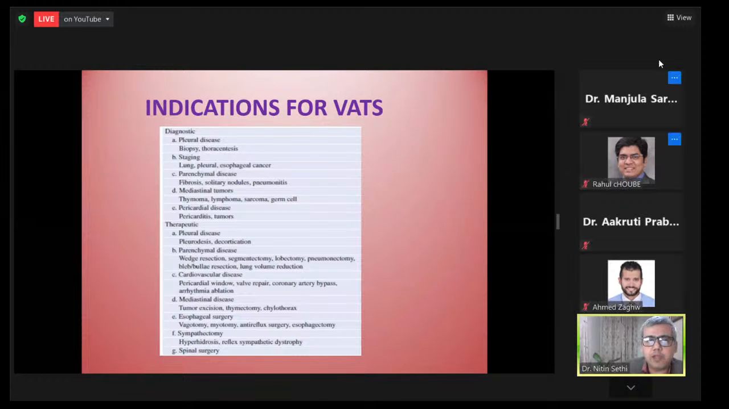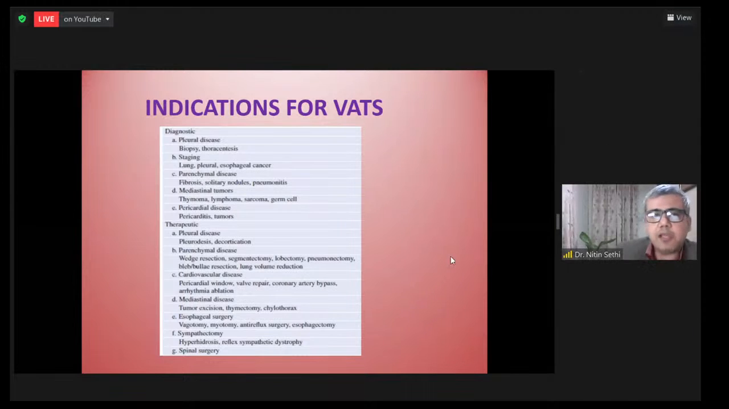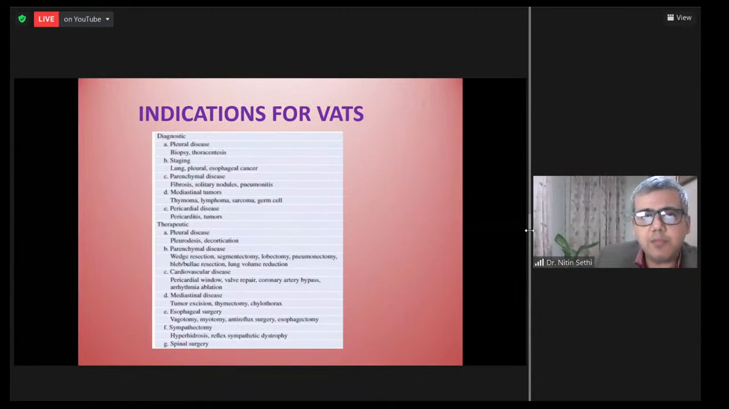Staging for taking biopsies for mediastinal tumors. The therapeutic indications are pleurectomies, wedge resection, segmentectomies, lobectomies, decortications, mediastinal tumor excisions, thymectomies, esophagectomies, and laparoscopic VATS sympathectomies, and surgeries for chylothorax. These are the therapeutic indications.